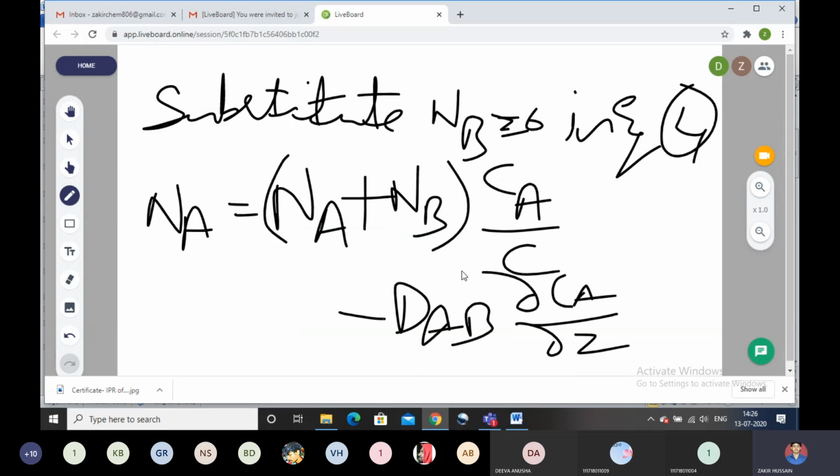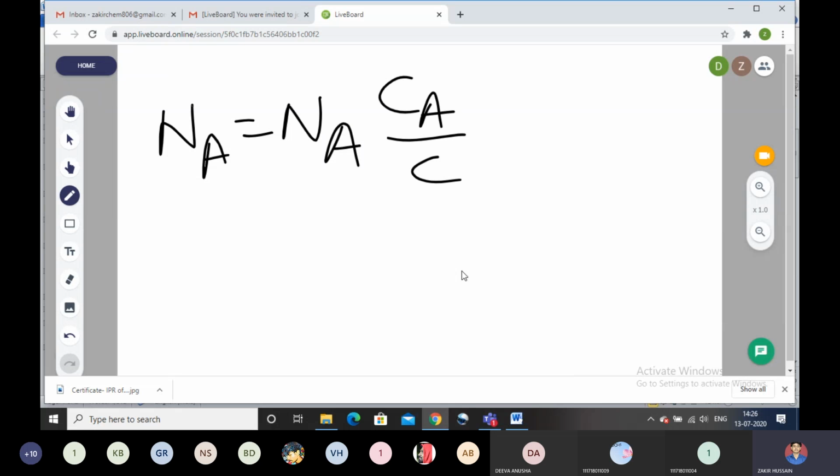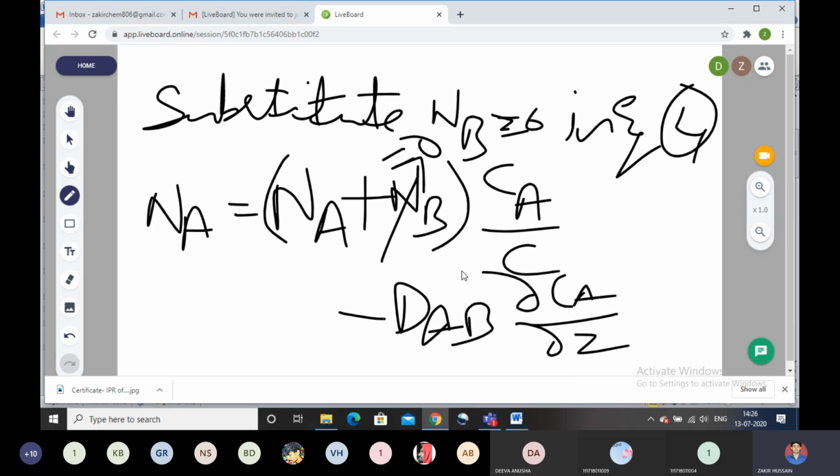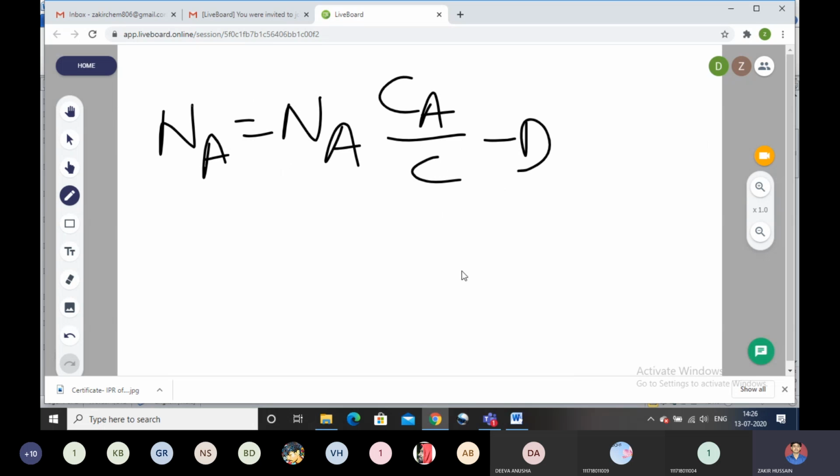As per our definition, we have to substitute A diffusing through non-diffusing B, which means Nb is equal to 0. The left out term will be Na on the LHS side. Similarly, Na plus Nb, where Nb is 0, we write only Na. So in place of Xa, we need to write Ca by C. See this one, Ca by C minus Dab dou Ca by dou Z. Okay, this is the case.